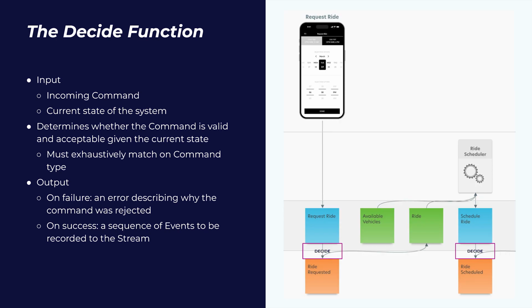The first of our domain functions is the decide function. The role of the decide function is to implement the state change slices in our event model. It does so by validating an incoming command based on the current state, both of which are inputs to this function. If the command is invalid or otherwise unacceptable, the decide function returns an error describing why the command was rejected. If the command is acceptable, then the decide function returns a sequence of events to be recorded onto an event stream. The recording of these events comprise a state change in our system.